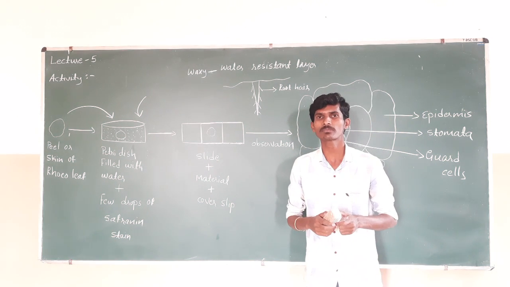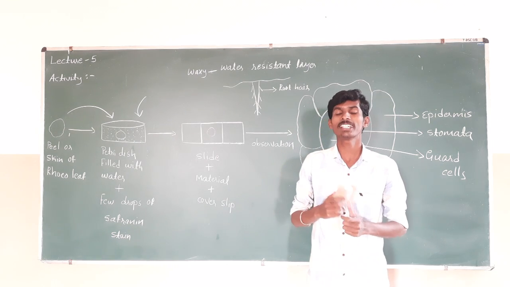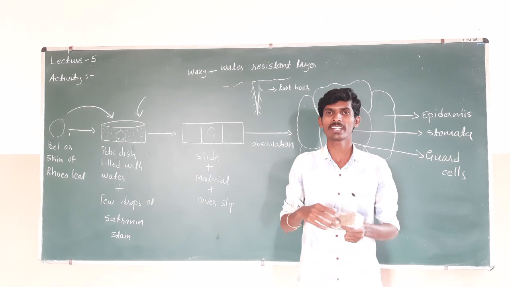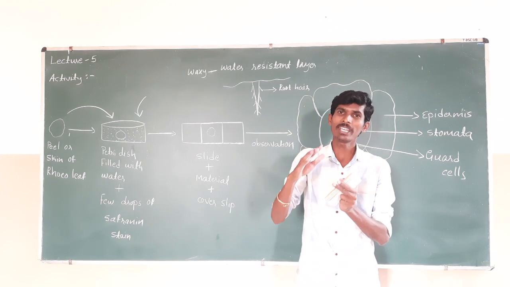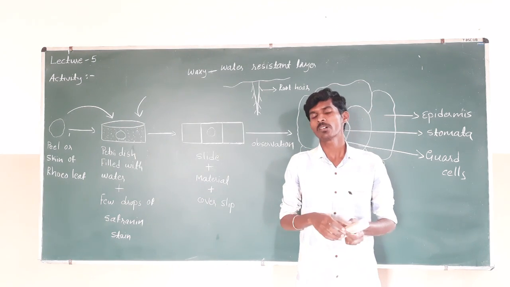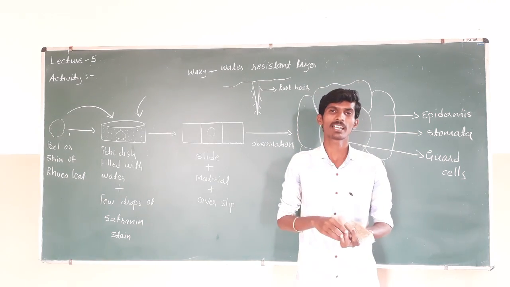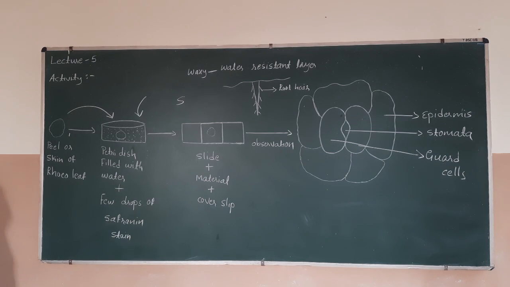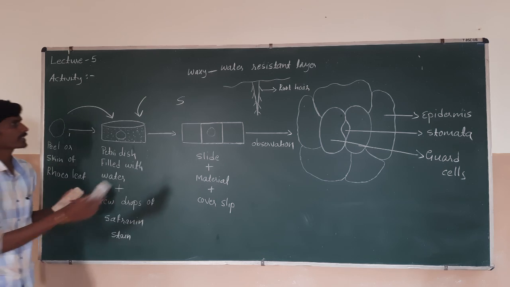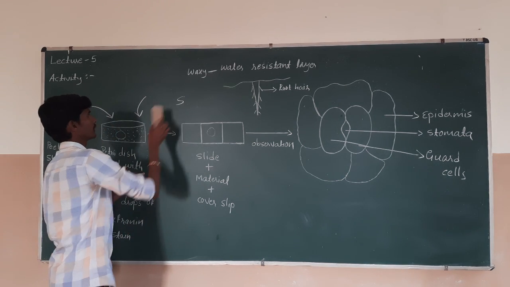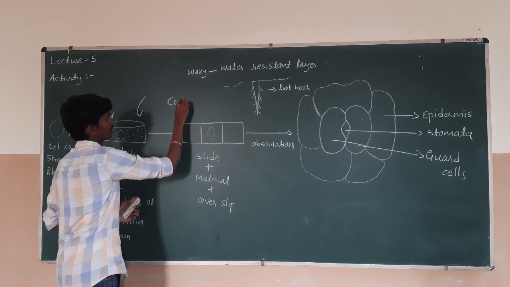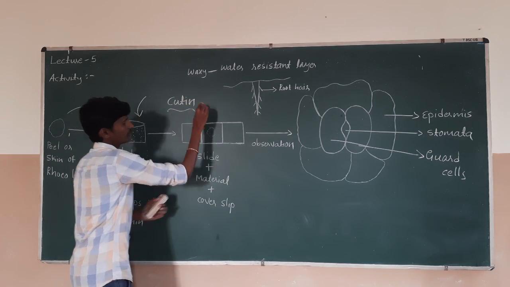And also, in some plants that grow in desert areas, the epidermis is made up of another chemical material. It is called suberin. Sorry, it's not suberin. It's cutin.